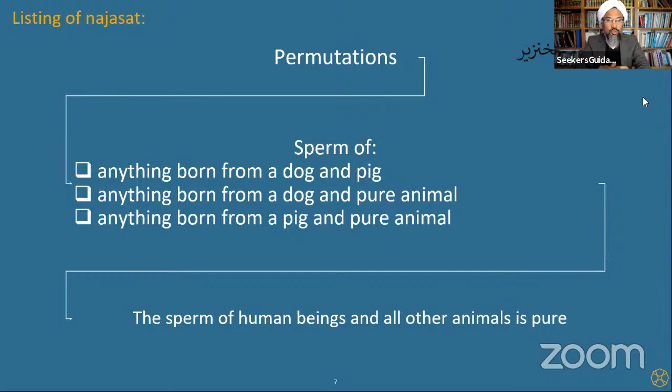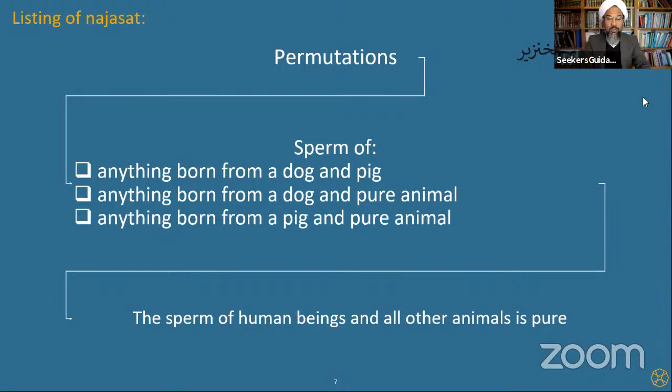The next issue which we are looking at, we're still listing the forms of najasat. What we have now would be wamaniyul kalbi wal khinzir. Mani, we had discussed mani in a sense of a human being. What is the status quo of sperm in relation to a human being? We are talking now about maniyul kalb, that's an idafa construction. Maniyul kalb, the sperm of a dog, wal khinzir, and a pig.